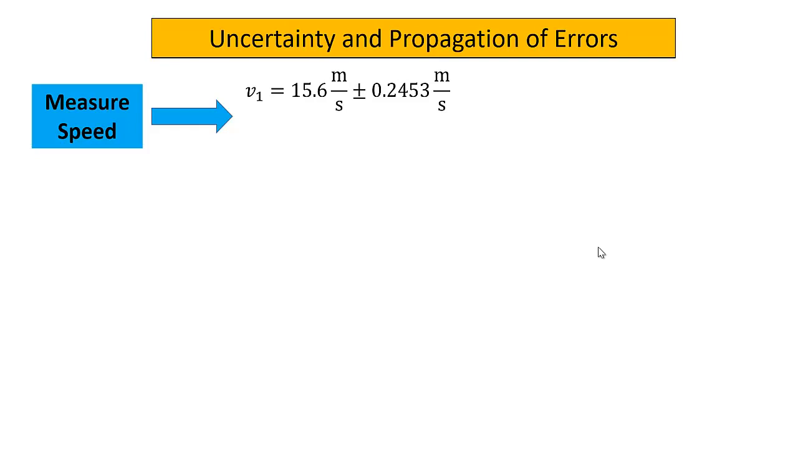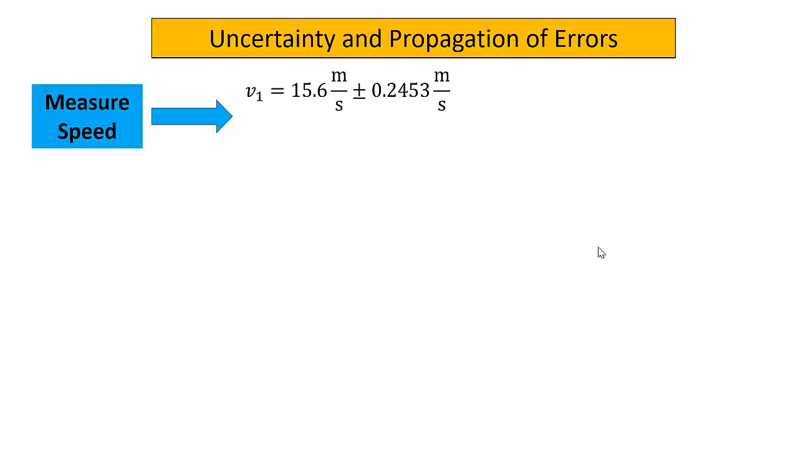In this video, I want to talk about uncertainty and how uncertainty can propagate through calculations to calculated values. So let's say we measured a speed of, say, 15.6 meters per second, but it has some uncertainty associated with it, given here by 0.2453 meters per second.